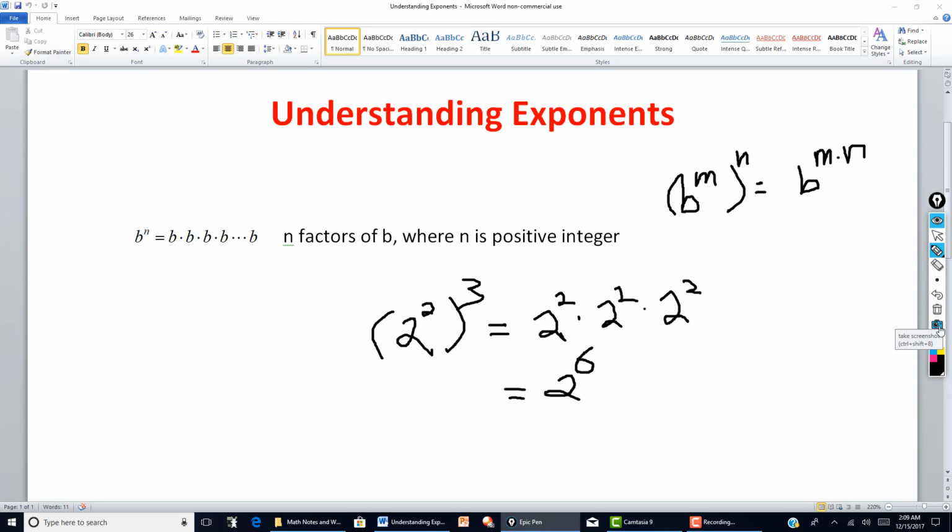Now let's clear this. This is actually one of your laws of exponents that we can derive using just basic ideas of exponents.